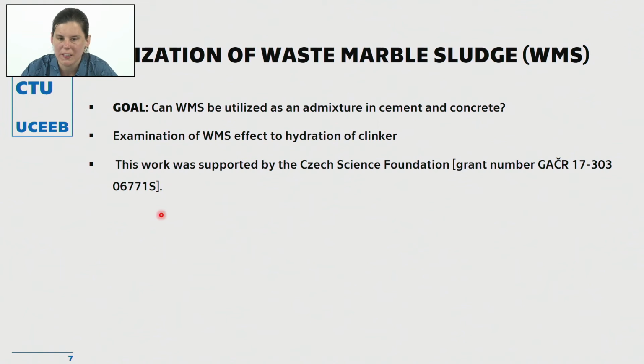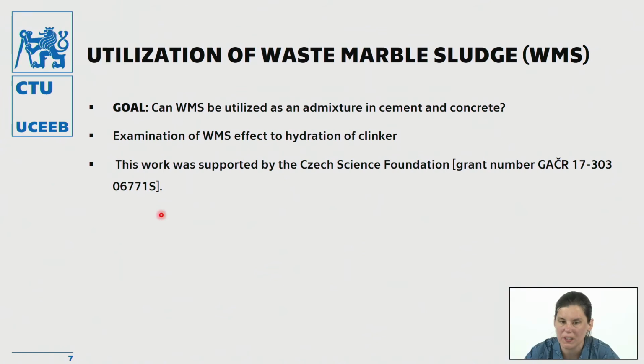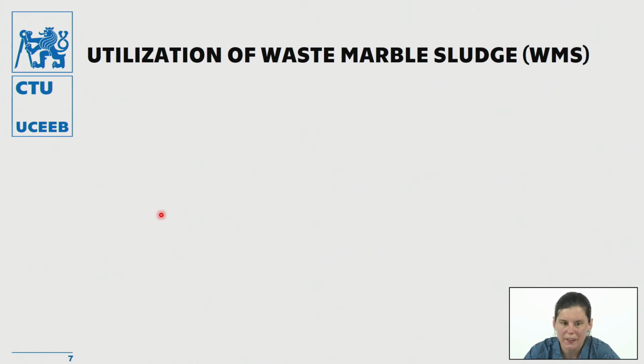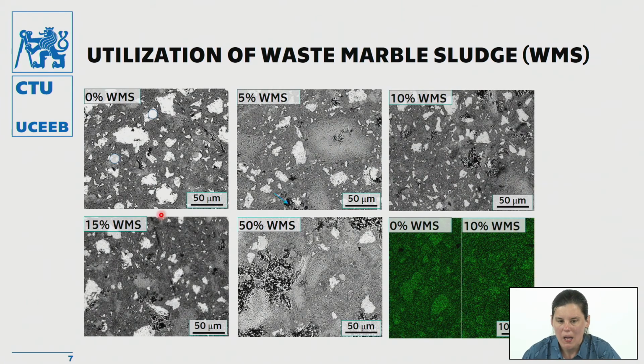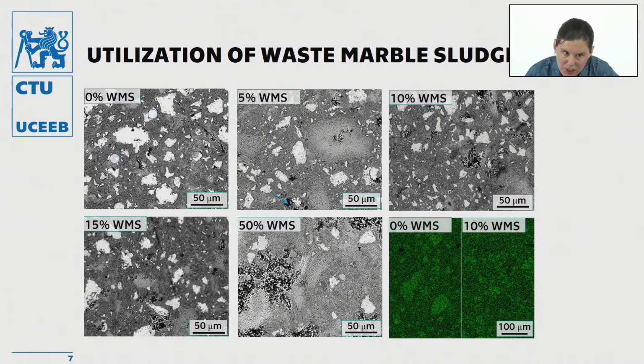Another example is the utilization of waste marble sludge, which is considered to be added as an admixture. It's like a sort of environmental project. And they evaluated whether the addition of the waste marble sludge has a positive or negative impact on the hydration of cement. And in these images, the very shiny spots are clinker residues, unreacted cement.